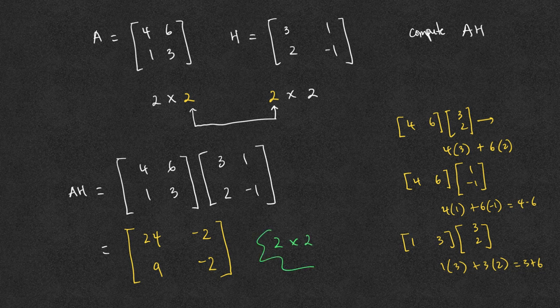Now this dimension comes from the number of rows in the first matrix and the number of columns in the second matrix. We can think of the same number of columns and rows canceling out, giving us the first number in the dimension of matrix A and the last number in the dimension of the matrix H.